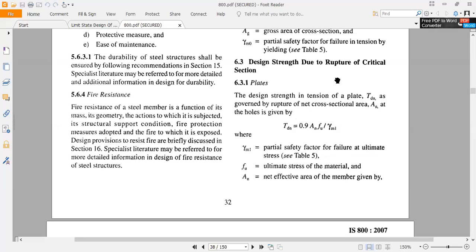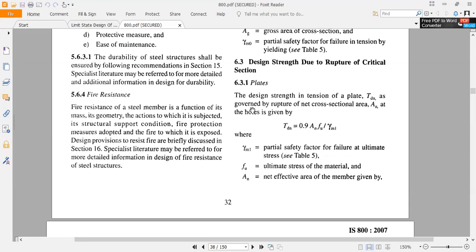Because those sections have reduced cross-sectional area, those sections are critical. If at any section there are no holes, then that section will not be critical because it is providing you 100% area. But where there are holes, those holes reduce some area, which means the section becomes critical, because area is getting reduced.